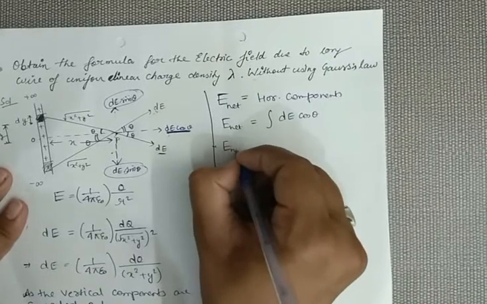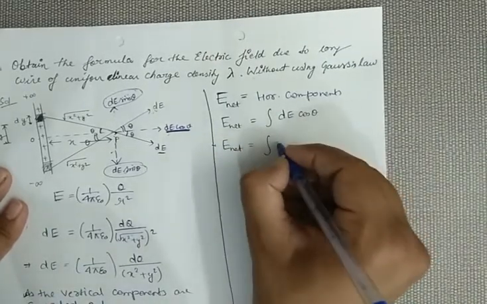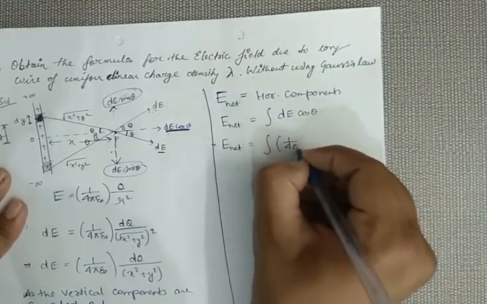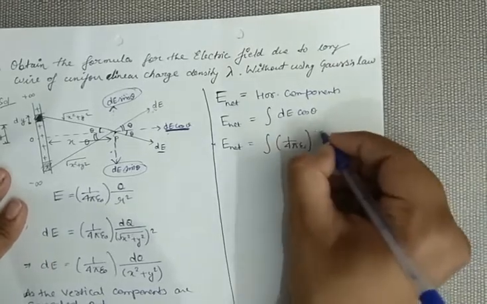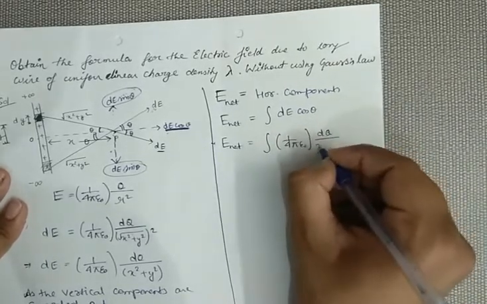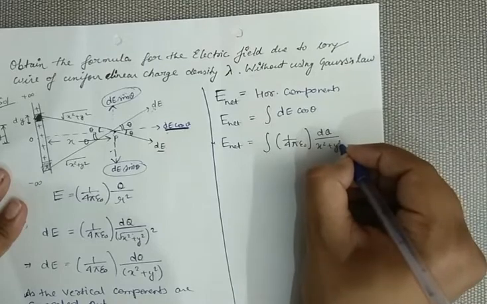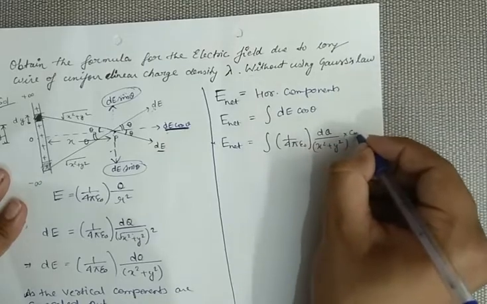We just have to substitute the value of dE. So dE is 1 upon 4 pi epsilon naught times dq upon x square plus y square times cos theta.